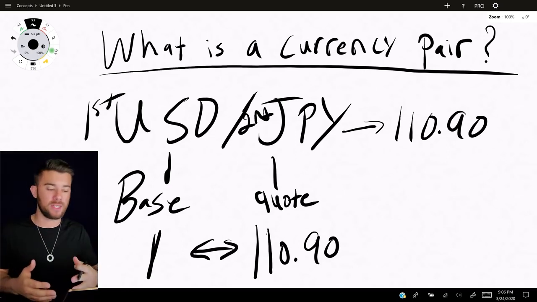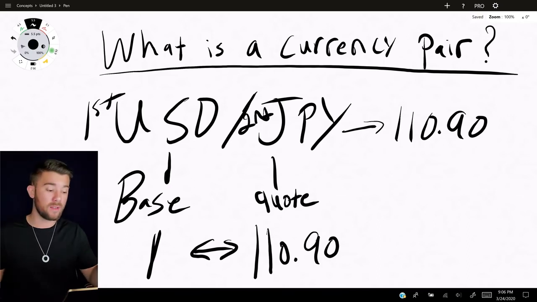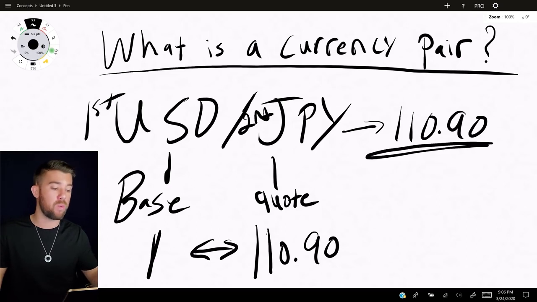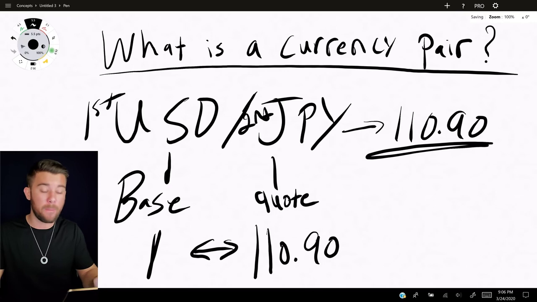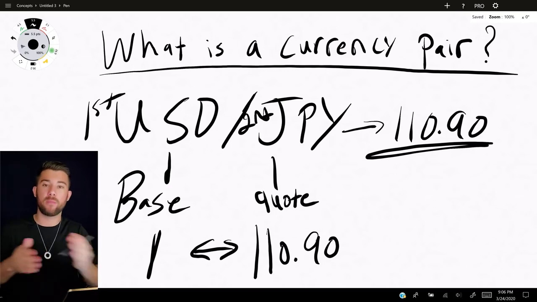So this is a currency pair, and this is how you're always going to look at it. The first pair is always the base pair with a value of 1. The quote pair is what you're seeing as a quote. That's what the value of the second currency is compared to the first currency. The quote pair is always the value compared to the first currency.